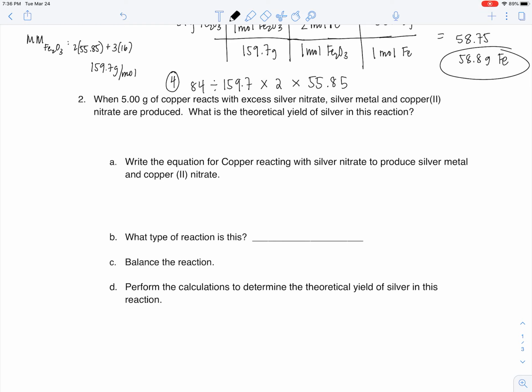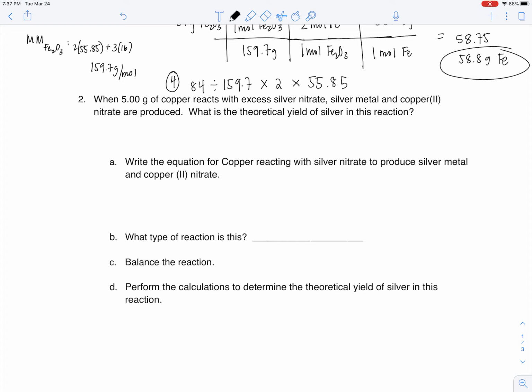So problem 2 says: when 5 grams of copper, I apologize for any screaming here in the background, when 5 grams of copper react with excess silver nitrate, silver metal and copper(II) nitrate are produced. So what is the theoretical yield of silver in this reaction? What we're going to have to do is write an equation for copper reacting with silver.